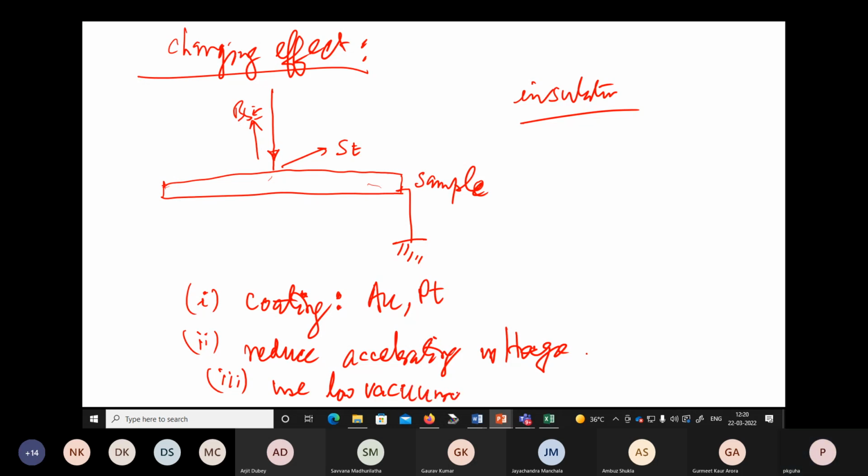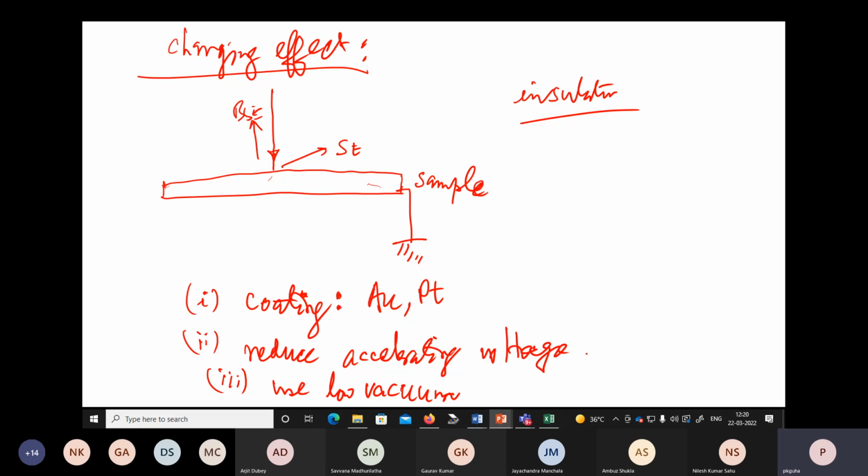Can you repeat the second point, sir? Yeah, let me repeat from the first point itself. This charging effect is very detrimental. You will not be able to see your nanostructure if there is charging effect. This happens often. One of the easiest approaches is to coat your sample or your nanostructure with some noble metal like Au, Pt, gold, platinum, a very thin layer, so that the sample becomes conducting and the electrons incident on the sample will escape to the ground.